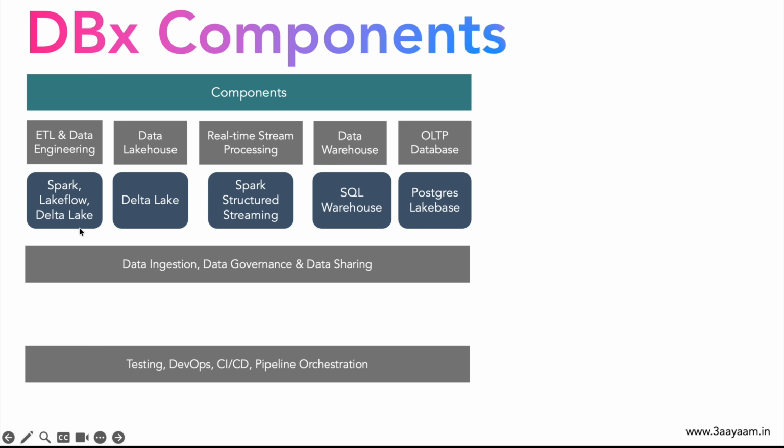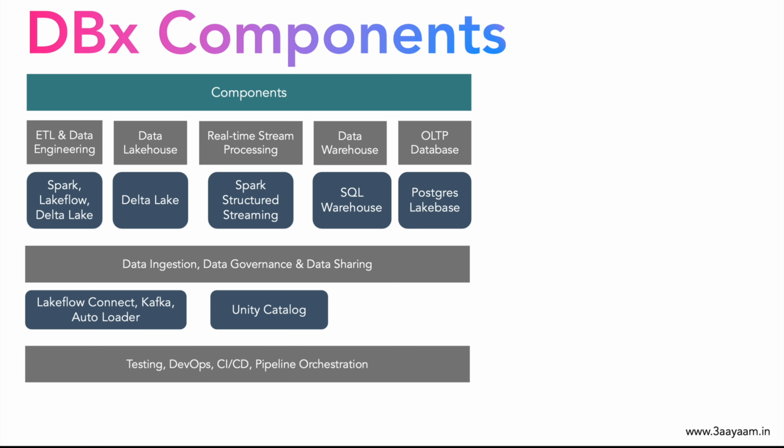Now, these are the technologies which support multiple components or features that are offered by Databricks. So, these are the features or components offered by Databricks, and the technology behind these components are these. Likewise, we have Lakeflow Connect, Kafka, Autoloader, etc. for data ingestion. For data governance, we have Unity Catalog. Unity Catalog is also used for data sharing. And then there is Delta Sharing, which in integration with Unity Catalog provides the data sharing capabilities.